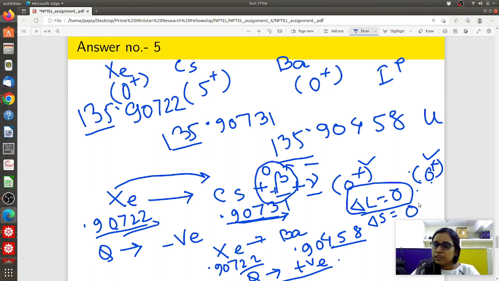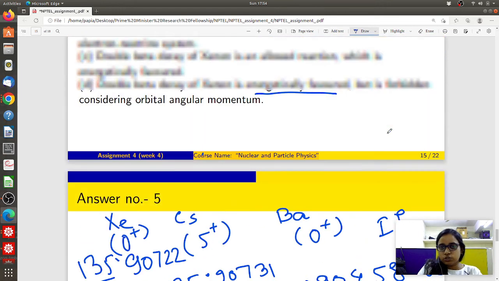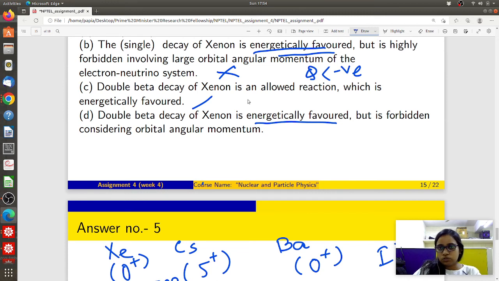So that means it may be Fermi, a mixture of Fermi as well as Gamow-Teller. It may be Gamow-Teller or it may be Fermi, but it is allowed. That is the main question here. So the fourth option is also correct. No, but it is forbidden. It is saying that it is forbidden considering orbital angular momentum. So that means the fourth option is incorrect. So the first and the third options are correct, but B and D are incorrect in that question.